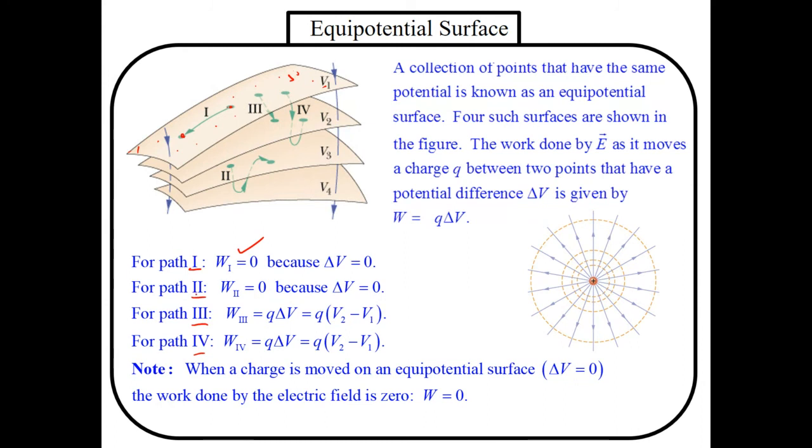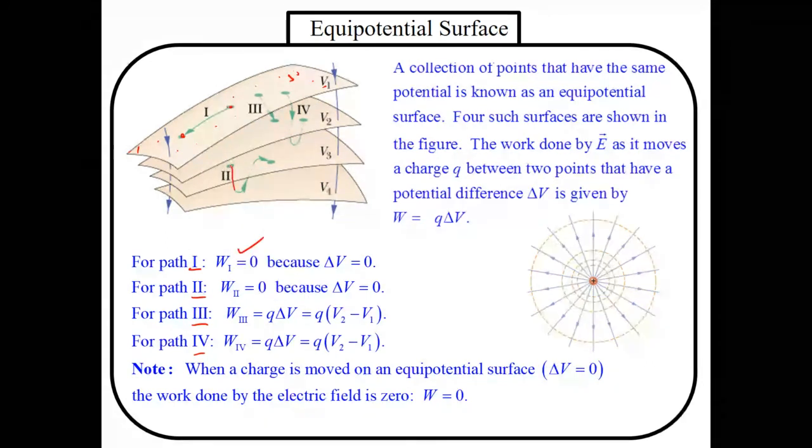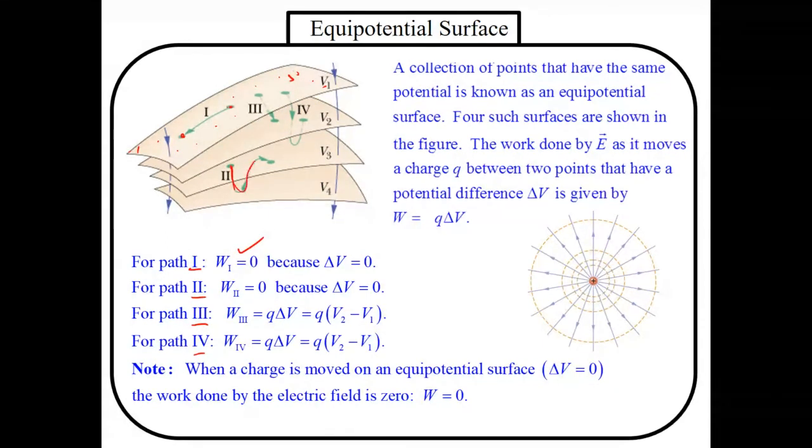Now let's come to the second. What is your second path? You can see I am in the third layer. I'm just moving from this point, I go to the fourth layer, again I come back to the third layer. So what should be your work done? Zero, still. Why? Because each and every point has the same value on the third layer.